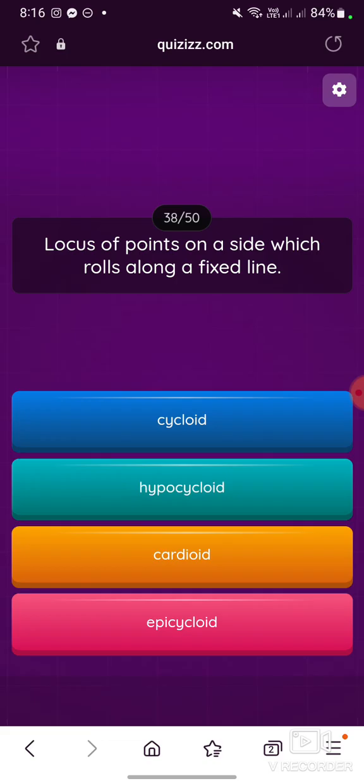Locus of points on a circle which rolls along a fixed line.